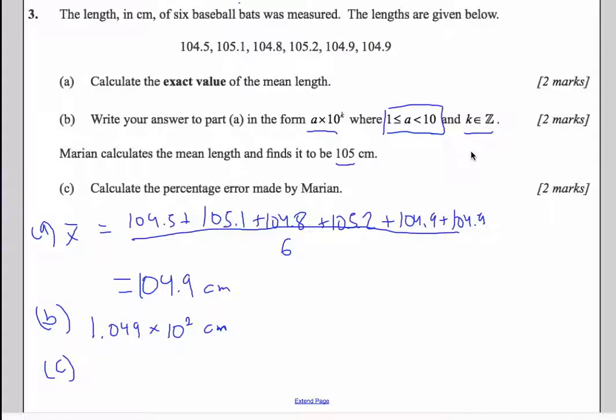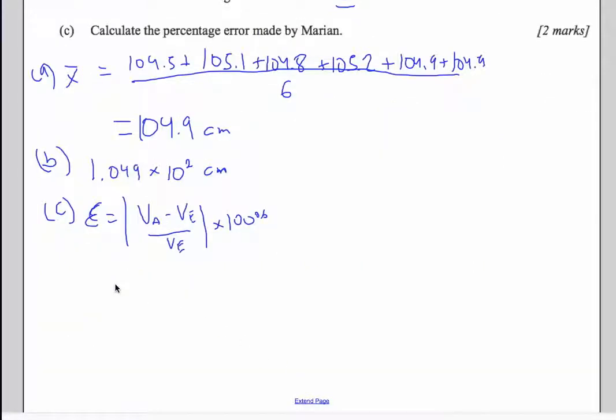Okay, so we got error equals absolute value of, take a look at that formula again, VA minus VE out of VE times 100%. Okay? So we just need to do that fraction. Don't worry about the absolute value and 100%. We'll just figure that out by eye in a second. The VA is the approximate value. That's Marion's value. And the exact value is 104.9. And then the exact value goes down here again, right?